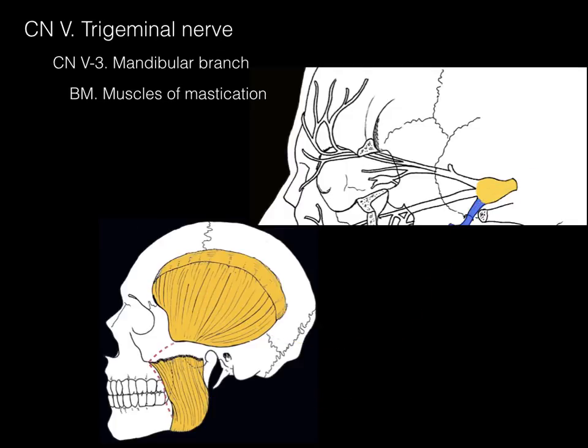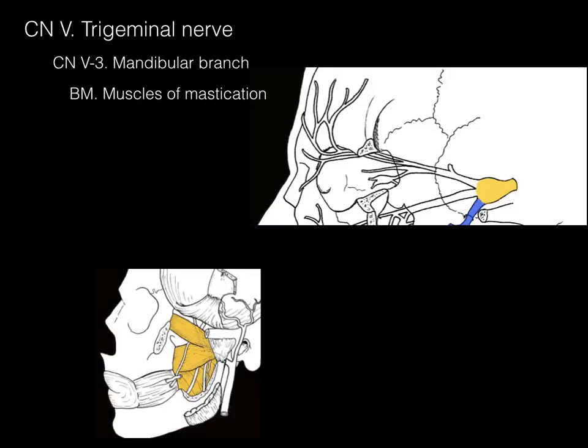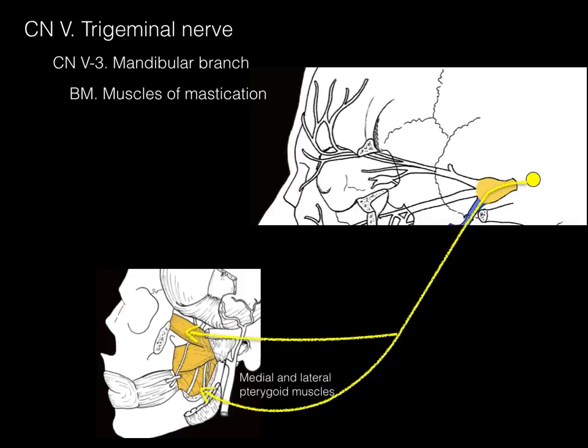If we were now to take this area and cut it out, we now see deep to the ramus of the mandible, and then you've got these neurons that innervate these medial and lateral pterygoid muscles, and their function is to move the mandible side to side and up, as in chewing as well in masticating food.